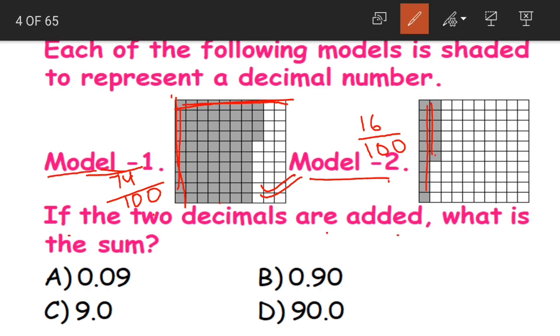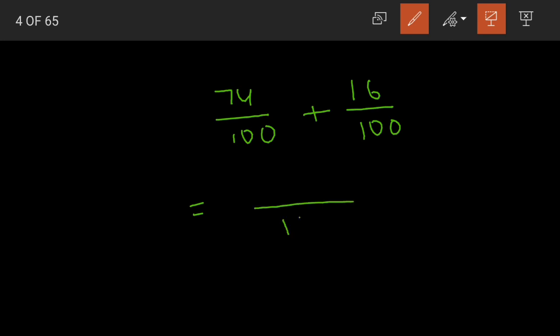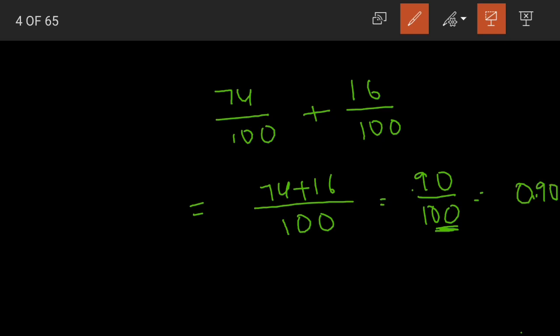Now if the 2 are added, what is the sum? 74 by 100 is for model 1 and 16 by 100 is for model 2. What are they asking? If the decimals are added. Now from here we can proceed in 2 ways. The first is we can add the fractions as it is. This would be 90 by 100, and then finally convert this fraction into a decimal. In the denominator we are having 2 zeros. So in the numerator we'll place a point after 2 digits from the right. 0.90 will be our answer.